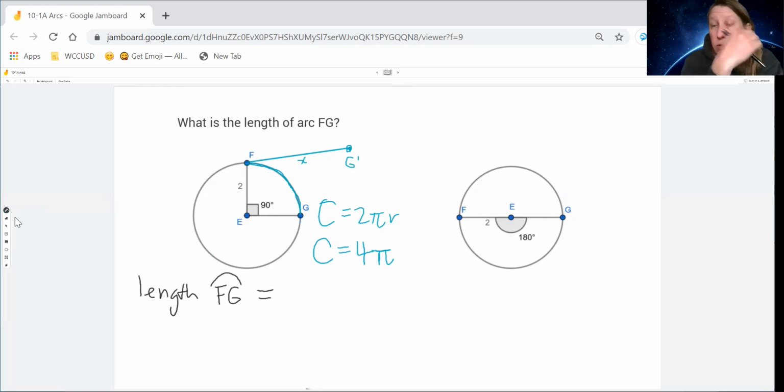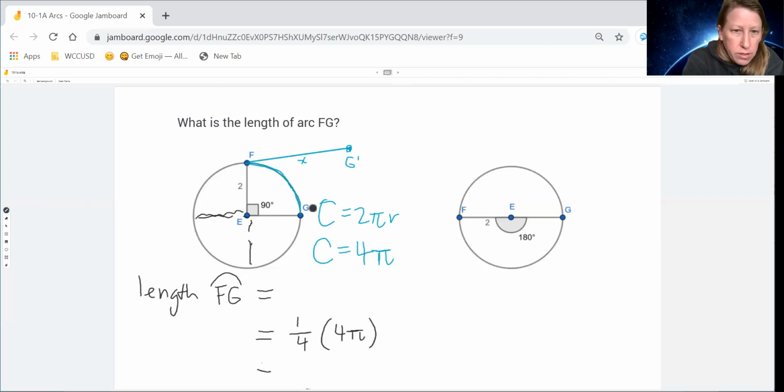And we know that it's only part of the way around the circle. Can you see how much around the circle it is? How much of it is it out of the total? That's right, it's 1/4 of the circumference. And the circumference in this problem is 4 pi. That's really nice because 1/4 of 4 is 1. And so the answer to this problem is that it is pi long.